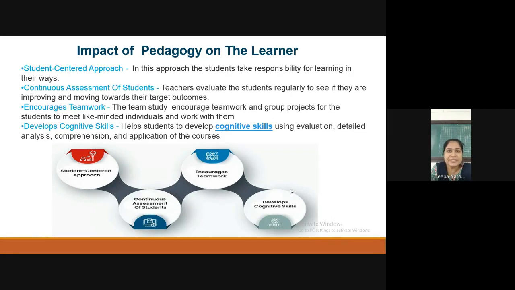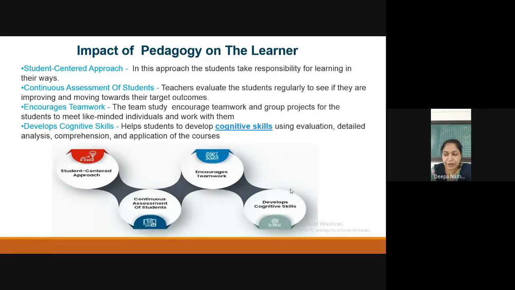So the first one is the student-centric approach, where the learner takes the responsibility to learn on their own from the teachers, and continuous assessment of the students is done to understand whether a child or a student is moving towards improvement on the lines of a targeted outcome.